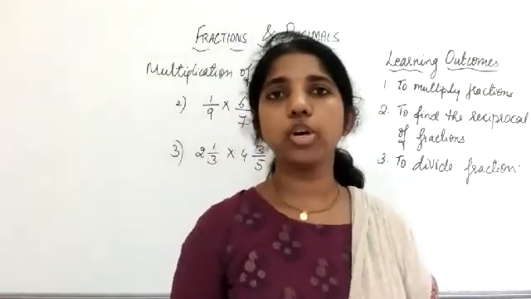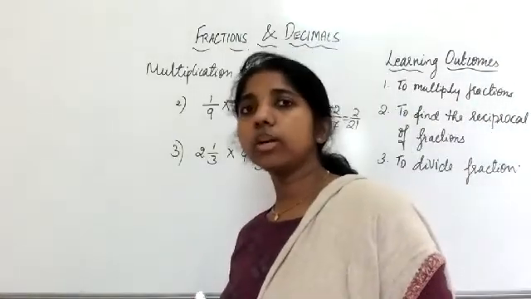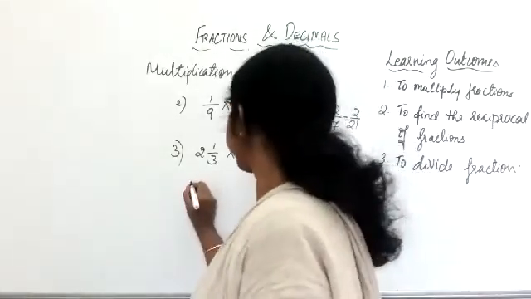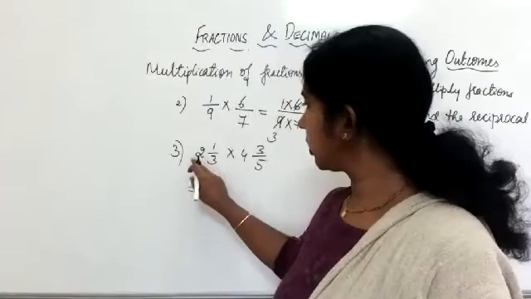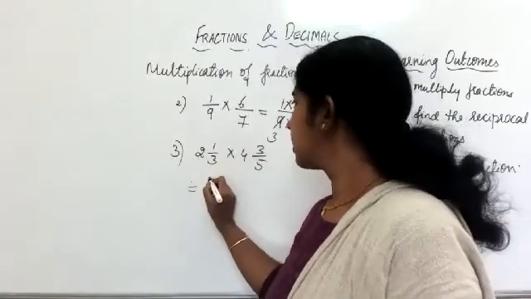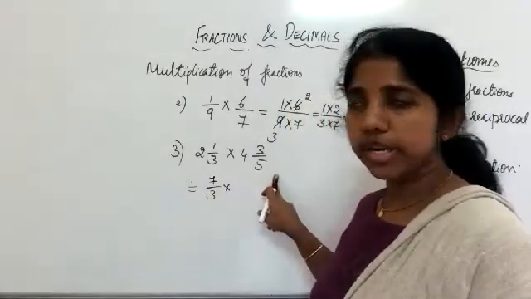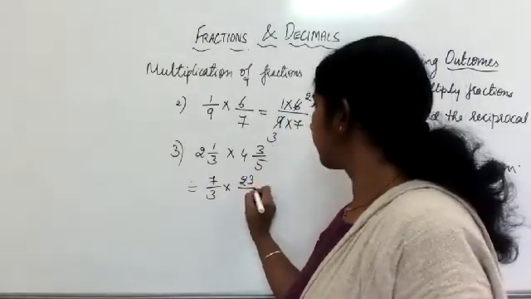No. Again, what you have to do is convert the mixed fraction to an improper fraction. So this will be 2 into 3, I'll be doing it directly. 2 into 3 is 6, 6 plus 1 is 7 by 3. 4 into 5 is 20, 20 plus 3 is 23. So 23 by 5.